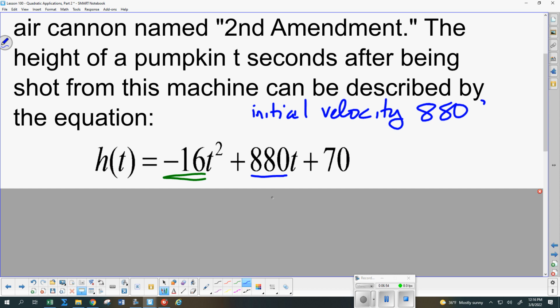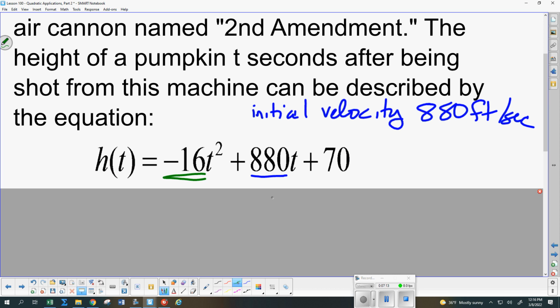Is 880 feet per second. That's how strong that cannon is. That's how fast it blasts out when it immediately leaves the cannon. What about the 70? Who remembers what that represented?